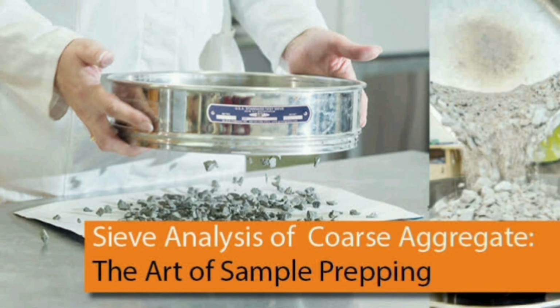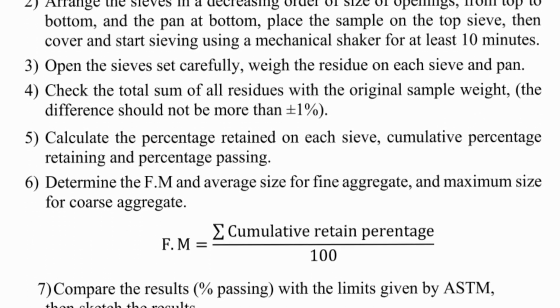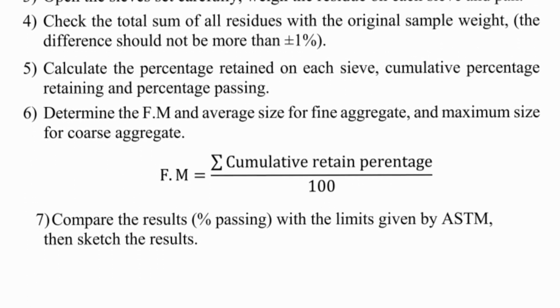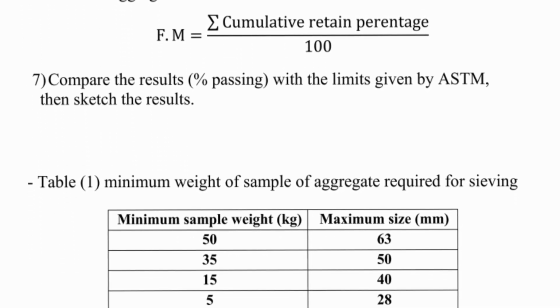Now let's talk about strength. The aggregate particles themselves need to be strong enough to resist crushing under load. We have two key tests for this. The first is the aggregate crushing value test. This test measures the resistance of aggregate to crushing under a gradually applied compressive load.